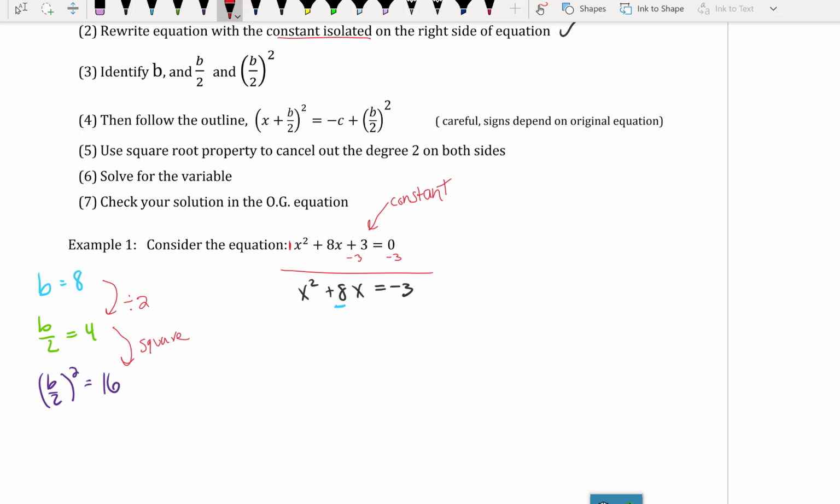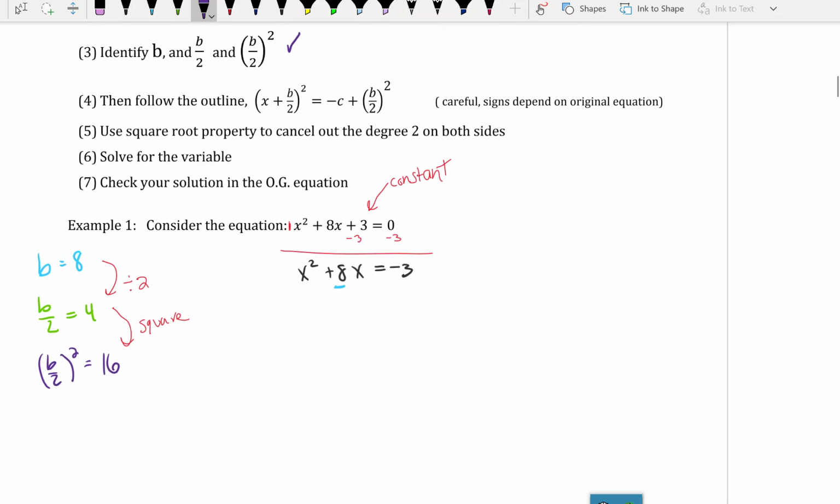So now it's going to follow this outline. And remember, step number 3 done. I like to check it off. So step number 3 checked off. Now, step number 4, we're going to follow this outline. And it specifically says, careful, the signs depend on the original equation. So we are going to have parentheses squared is equal to plus.